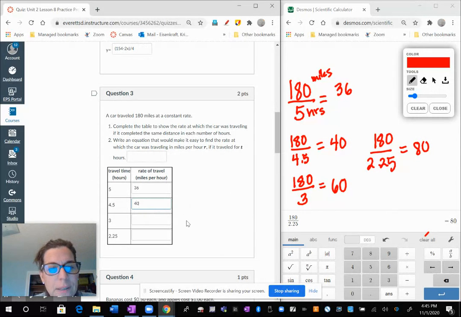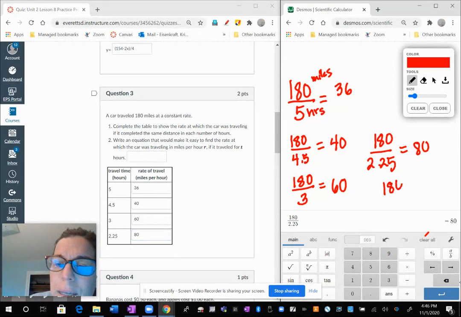That car took less time, was only going 40 miles an hour. This one was going 60. This one was going 80. So write an equation that would make it easy to find the rate at which the car was traveling in miles per hour, R, if traveled for T hours. So we actually basically did that. Every rate we took 180 divided by the time, and each time we got a different rate. So we already did that.